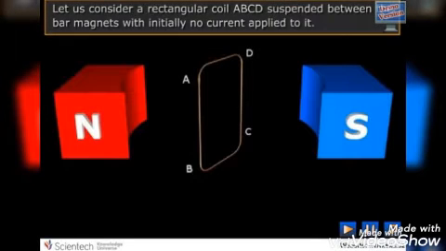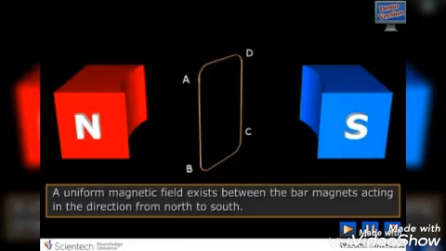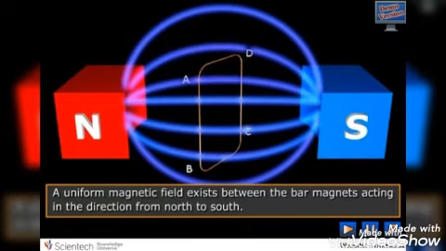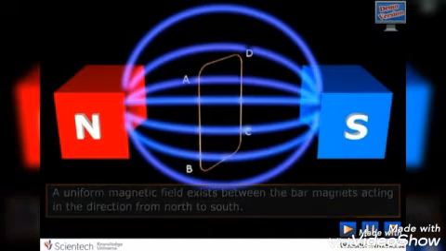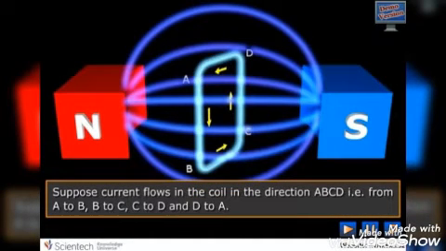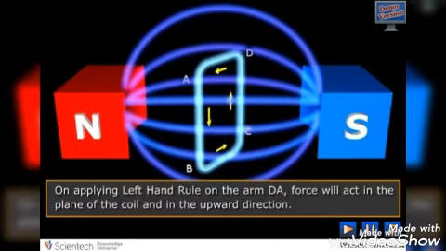Let us consider a rectangular coil ABCD suspended between bar magnets. Initially no current is applied to it. A uniform magnetic field exists between the bar magnets, acting in the direction from north to south. Suppose current flows in the coil in the direction ABCD, that is from A to B, B to C, C to D and D to A.